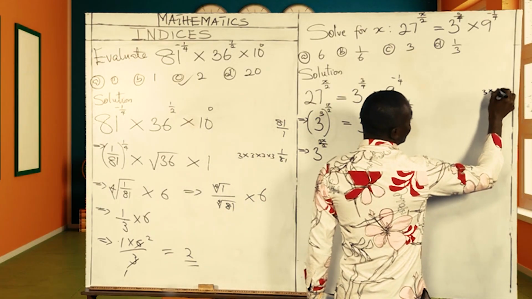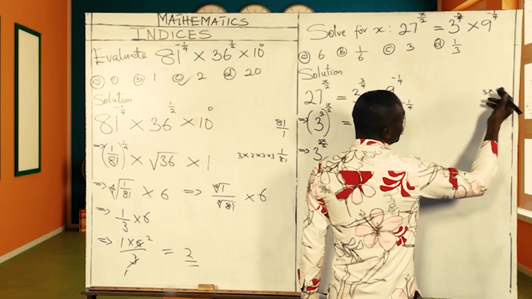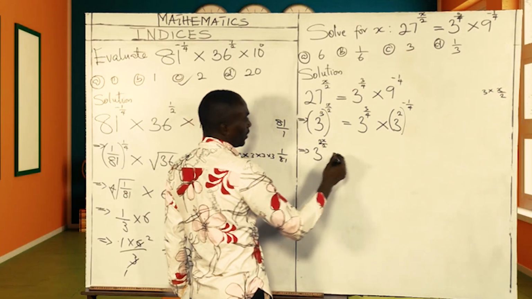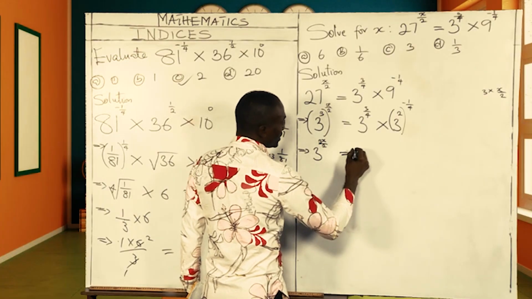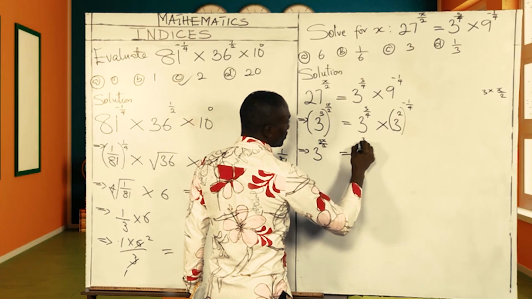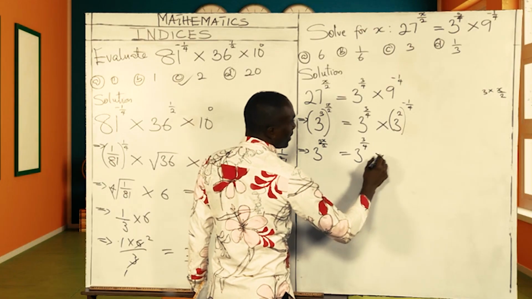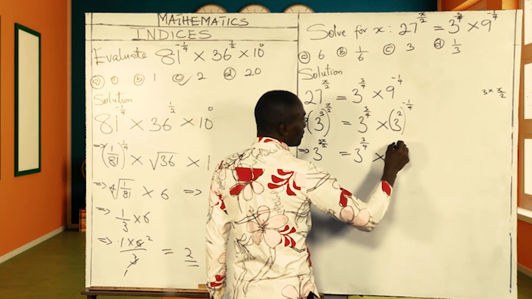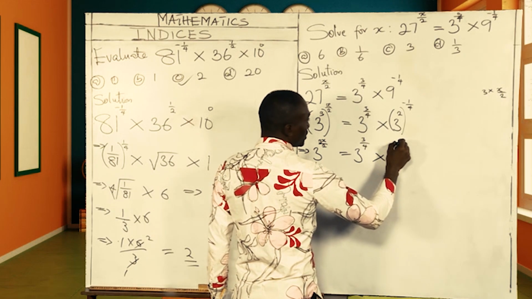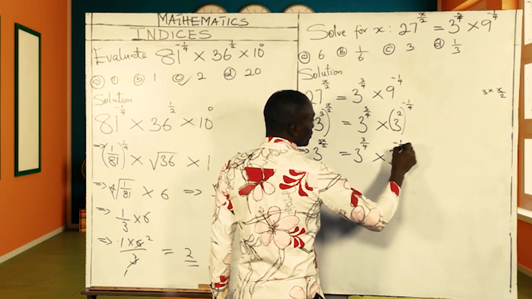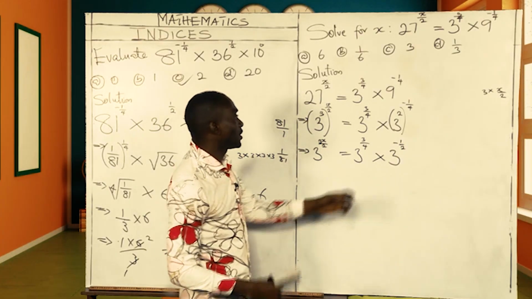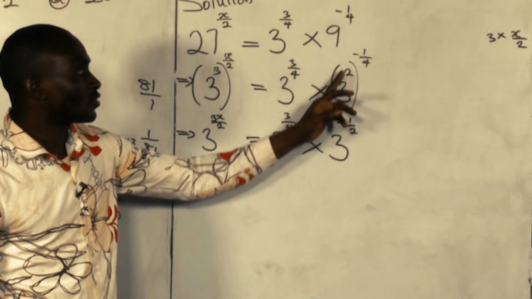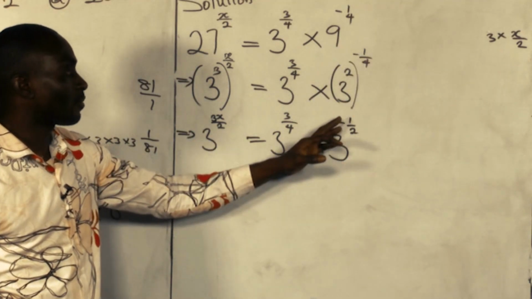3 times x over 2. 3 times x is 3x over 2, which is this. Alright, now we have 3 raised to the power 3 over 4 multiplied by this. The whole of this will give us what? 3 raised to the power of minus 1 over 2. The product of the powers will give us minus 1 over 2. 2 times minus 1 over 4 will give us minus 1 over 2.